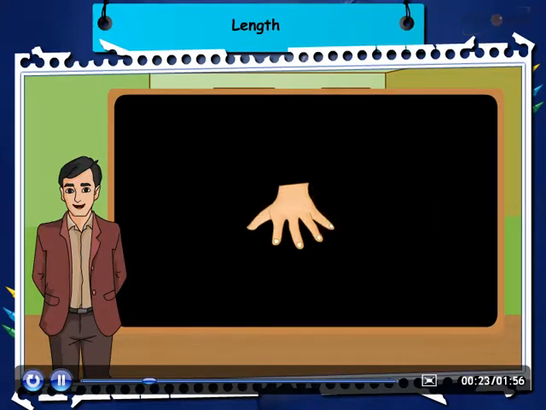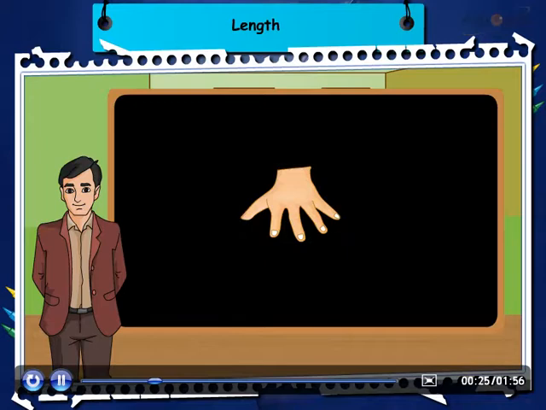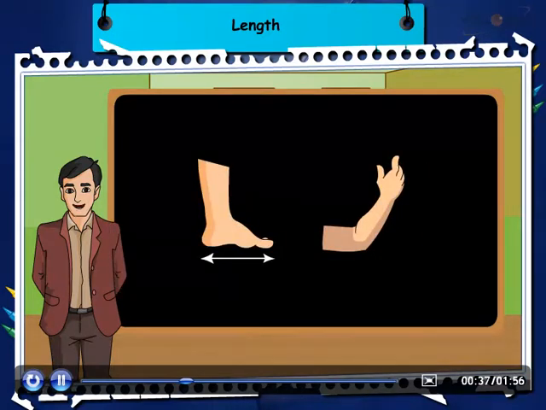Put your palm on the surface as shown here. The distance between the tip of the thumb and the tip of the little finger is 1 hand span. Likewise, we can measure it by a foot span and a cubit as shown in the figure.